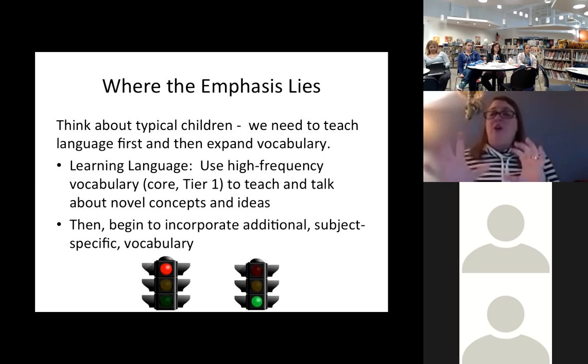So our goal in terms of our lesson structure and the way we work with kiddos, yes, we want to teach them the content, but we want to use high frequency vocabulary, core words and tier 1 words to talk and teach about these new ideas that they're learning with each lesson. And then we begin to incorporate additional subject-specific vocabulary once our kiddos have a really good grasp on language. So descriptive teaching is something that we want to use to build language. I'm not going to say that we're never going to have kids use a word like photosynthesis or papoose, but at some point, that will come down the road once they've developed language skills.